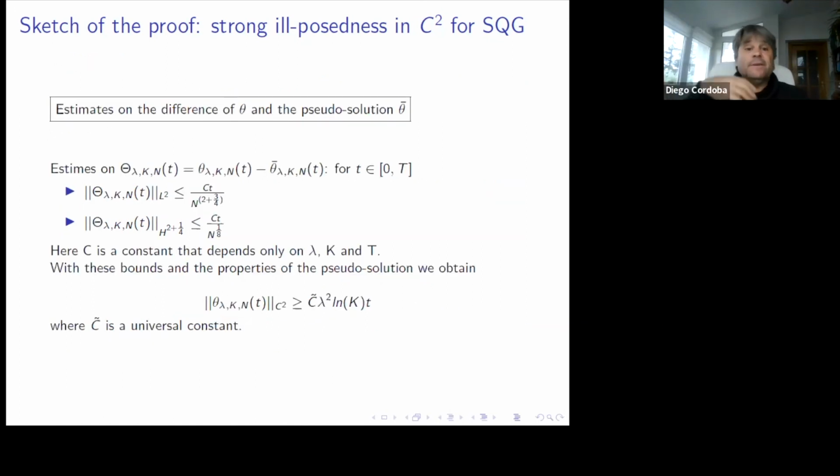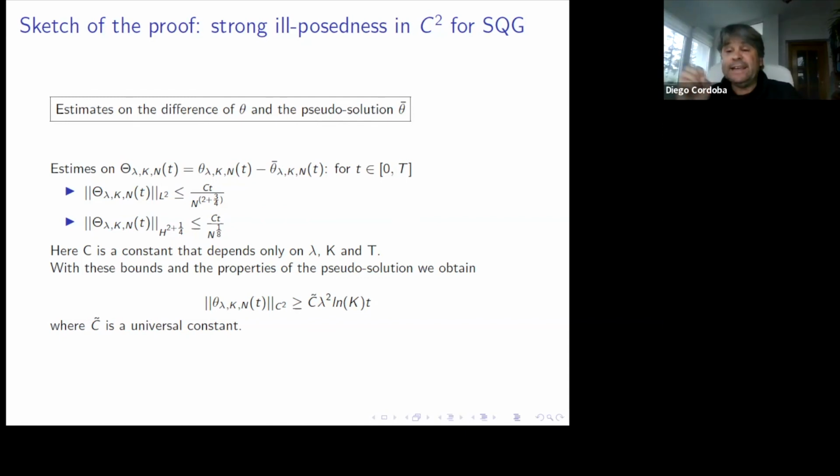So now we look at the evolution of our pseudo solution minus the actual solution, which will be capital Theta. We obtain estimates on the L2 norm and on the H^(2+1/4) norm, and they are bounded by those terms that you have over there, which is C times T divided by a power of capital N. They have the same initial data, so zero.